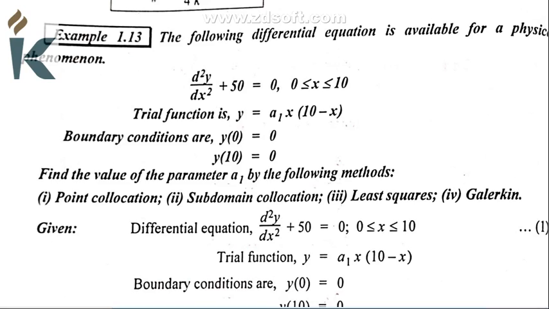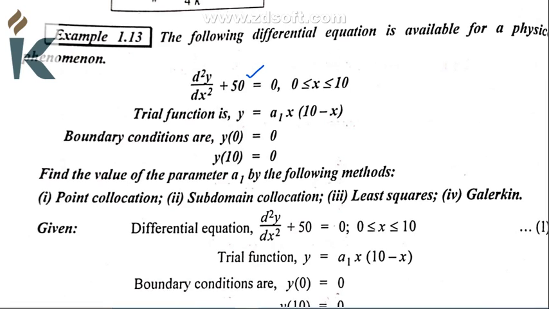So, very good morning. Today we'll discuss a topic in the weighted residual method. See this sum. The following differential equation is available for a physical phenomenon, that is d square y by dx square plus 50 is equal to 0. This is the given differential equation. The limit for this problem is 0 to 10.